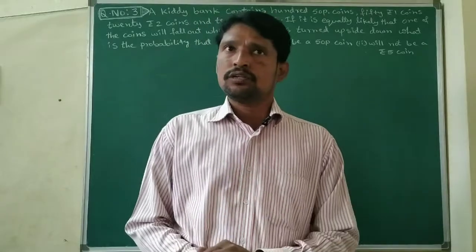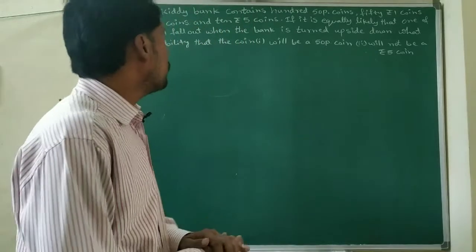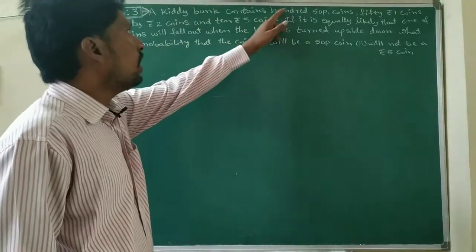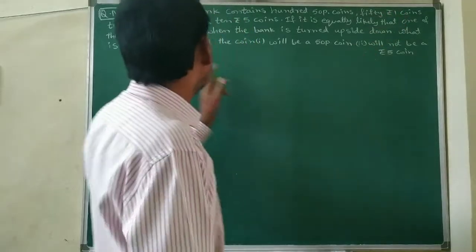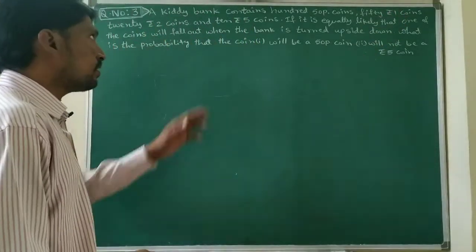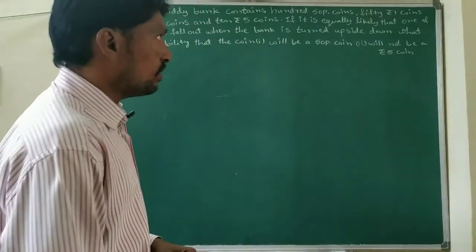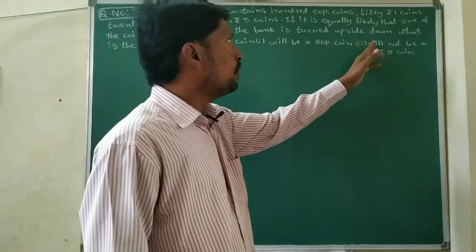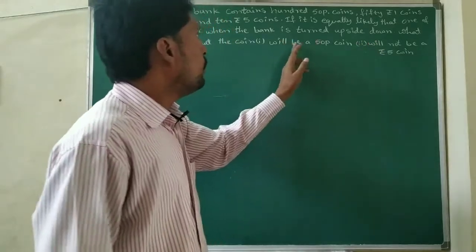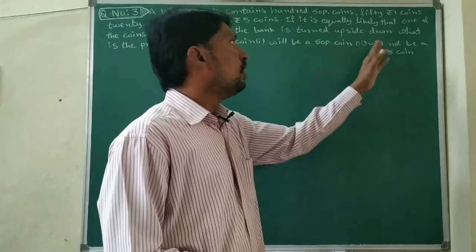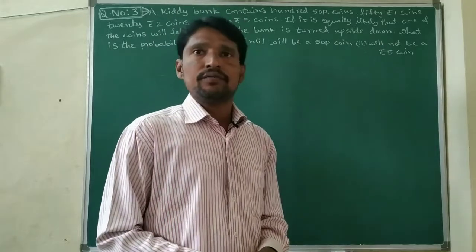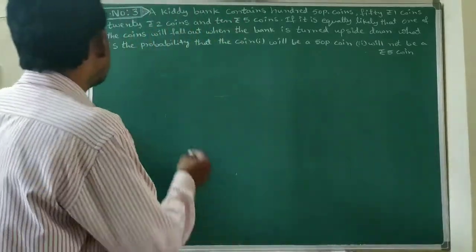Let us see the solution. So in this problem, what is given we have to see here. 100 50 paise coins are given, 50 1 rupee coins and 20 2 rupee coins, 10 5 rupee coins are given. We need to find the probability that it will be a 50 paise coin and the probability that it will not be a rupee 5 coin. So see the solution.